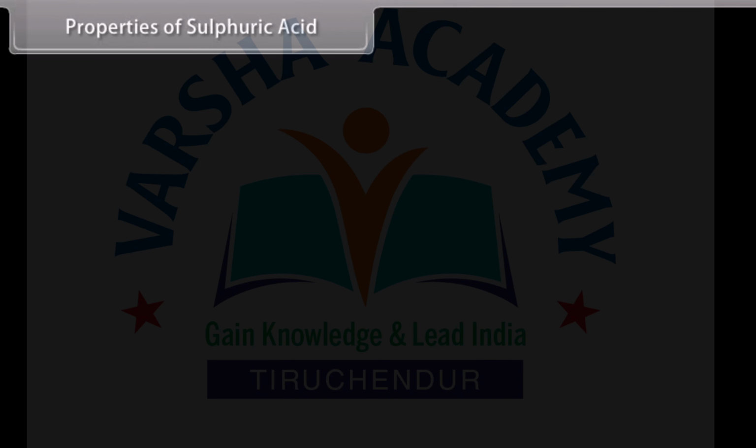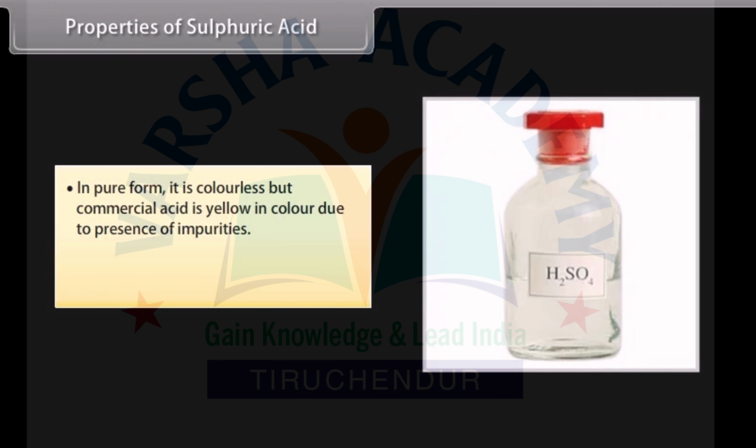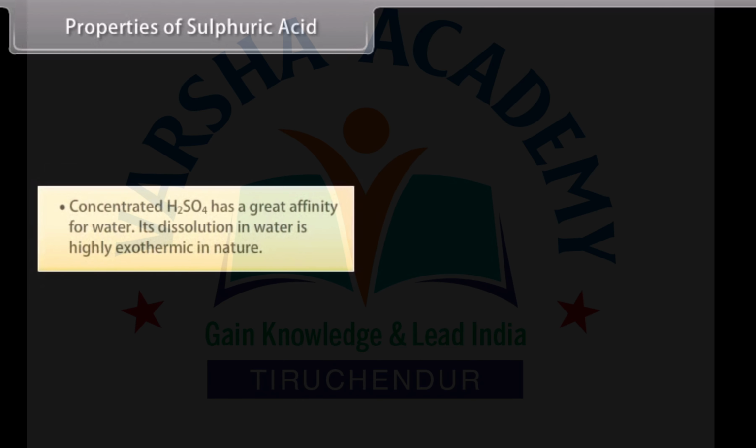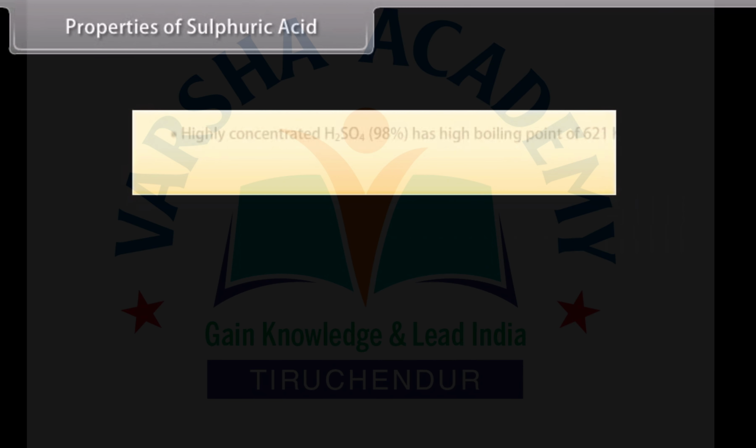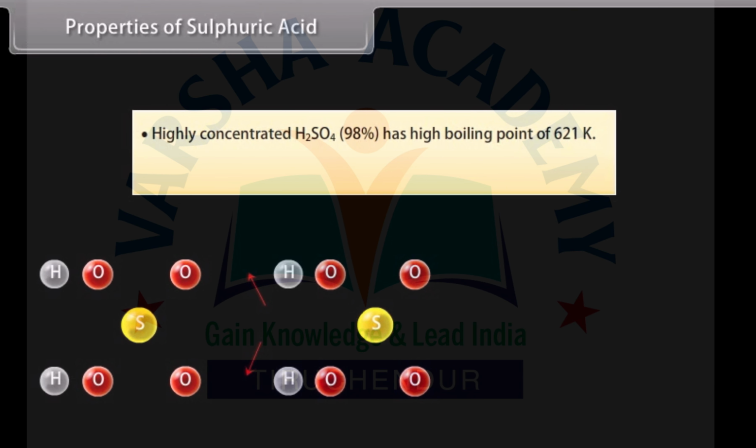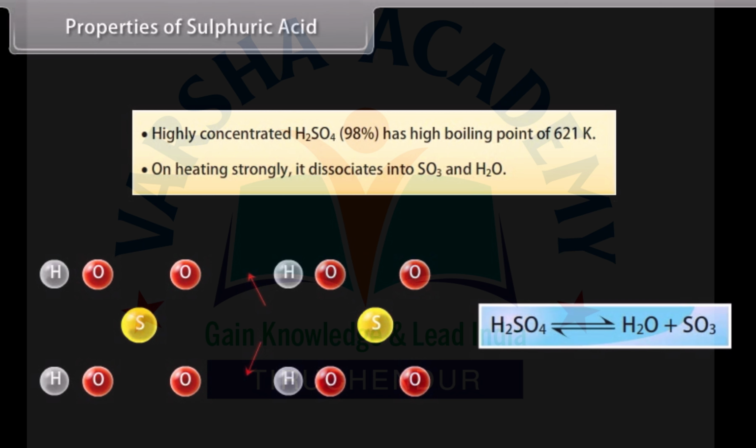Properties of sulfuric acid. In pure form, it is colorless, but commercial acid is yellow in color due to the presence of impurities. On coming in contact with the skin, it produces severe burns. Concentrated H2SO4 has a great affinity for water. Its dissolution in water is highly exothermic in nature. Highly concentrated H2SO4 has a high boiling point of 611 Kelvin. It shows that H2SO4 has an associated structure due to hydrogen bonding. On heating strongly, it dissociates into SO3 and H2O.